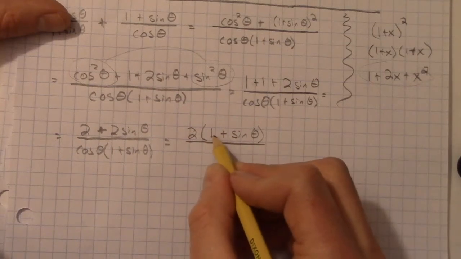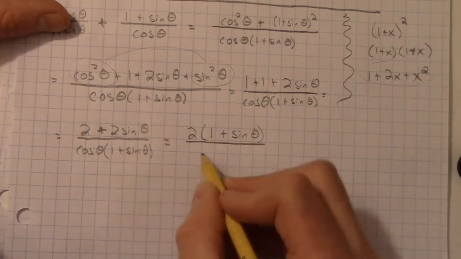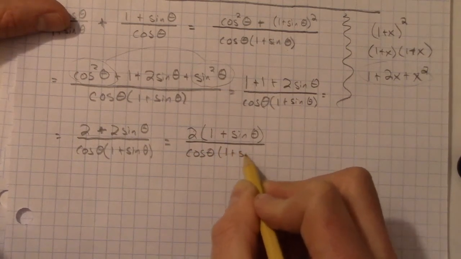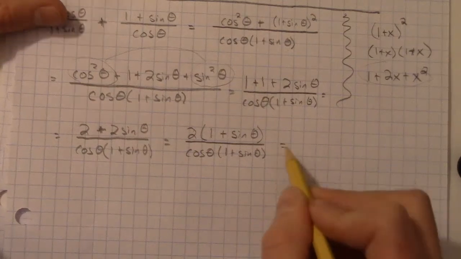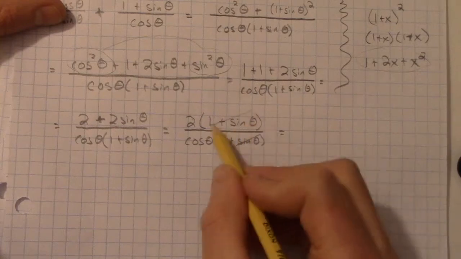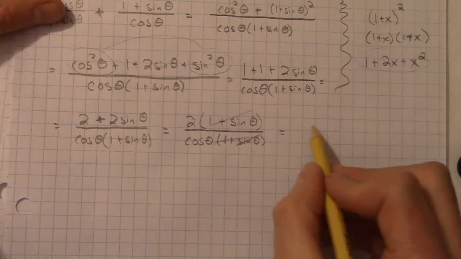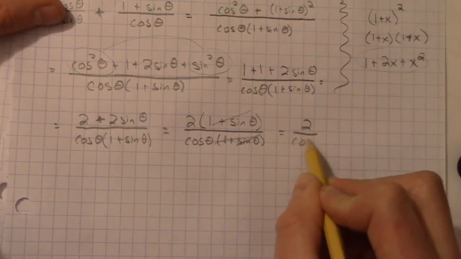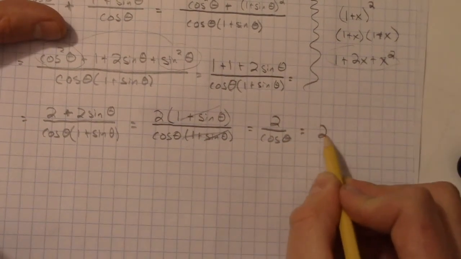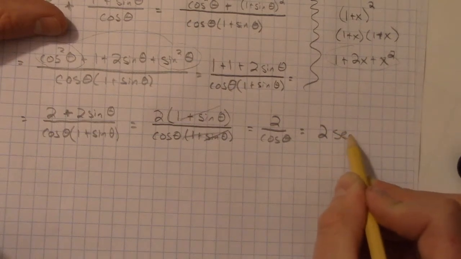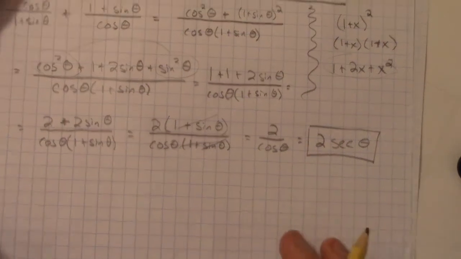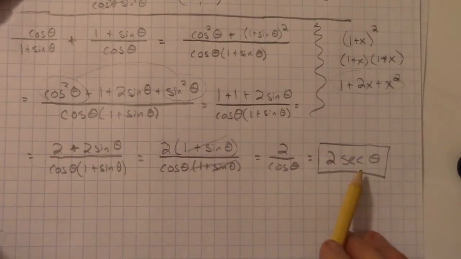And the reason I did this is because, look, 1 plus sine theta, I'm going to have a 1 plus sine theta on the bottom. 1 plus sine theta. So now I've got a factor of 1 plus sine theta and a factor of 1 plus sine theta. Those can now cancel. This whole factor cancels. And I'm left with 2 over cosine theta. And if I have a cosine theta in the denominator, that's really the same as 2 secant theta, which is your answer. So all of that to get 2 secant theta.